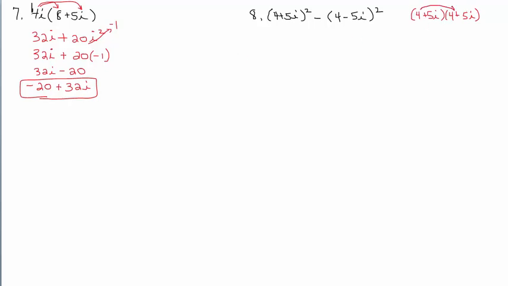When we FOIL, remember first terms, outside terms, inside terms, and last terms multiplied together. So first is 16. The product of the outside terms would be 20i. Inside terms also 20i. Last terms multiplied would produce 25i squared.